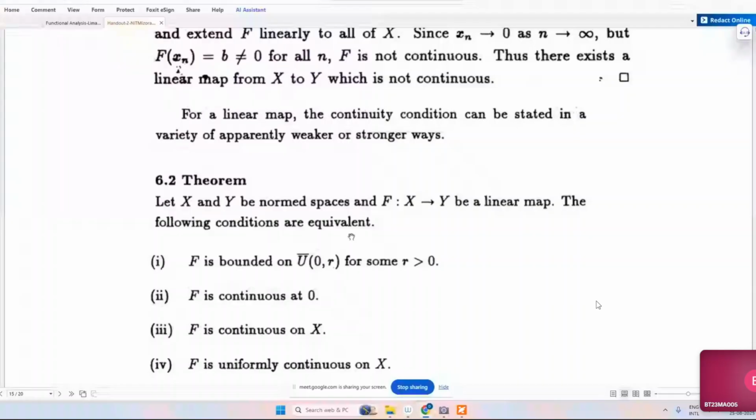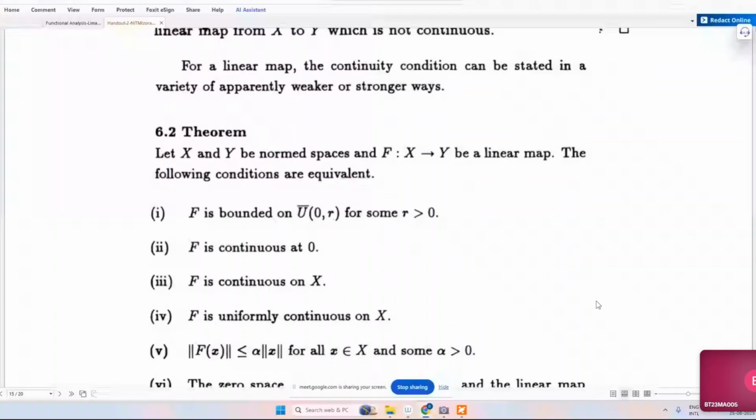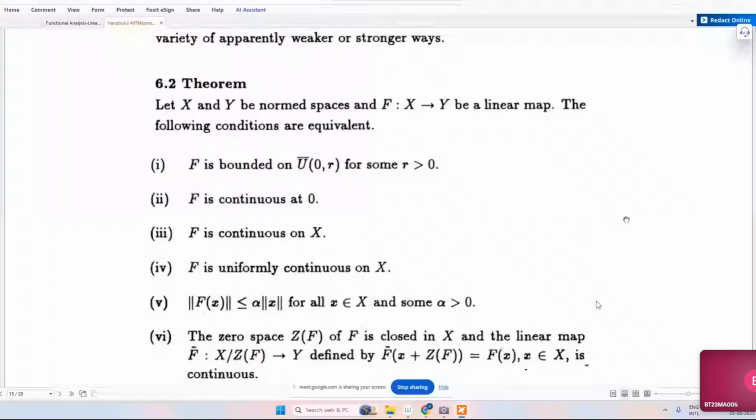Okay. The next one is an important theorem, 6.2. This is the theorem which we use continuously. In this theorem, let X and Y be normed linear spaces and F be a linear map from X to Y. You see, this book uses F as a linear map, but most of the books use T and S. Don't worry about the notation. All right. Then the following are equivalent.